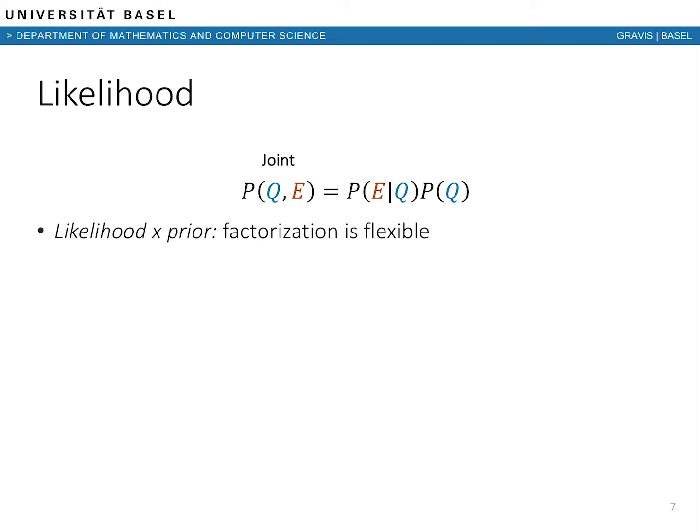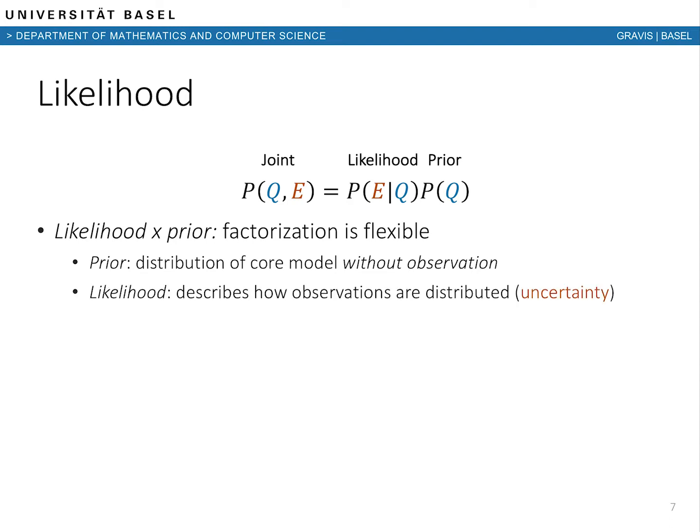And these two factors actually make sense also from an interpretation point of view. So we first have the prior factor, which is the distribution of our core model without any observation. So it is our prior belief, our prior knowledge. On the other hand, the likelihood describes how observations are actually distributed, how we expect to observe values in these models, and it characterizes our uncertainty of observation, for example. And these two factors really separate the prior knowledge and the observation knowledge.